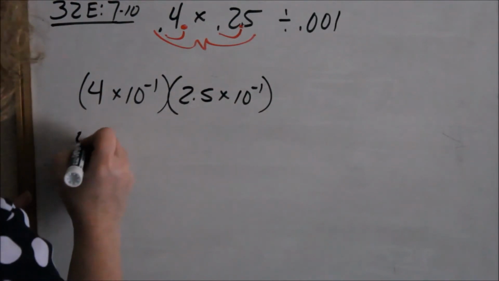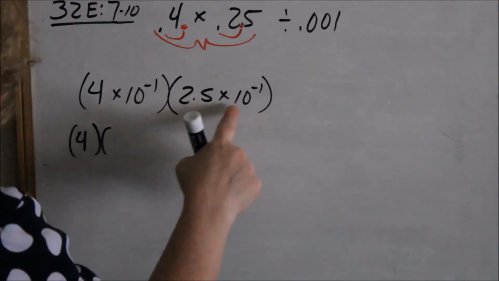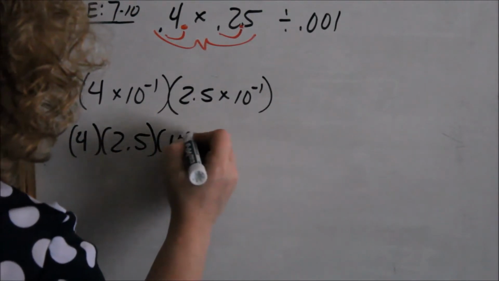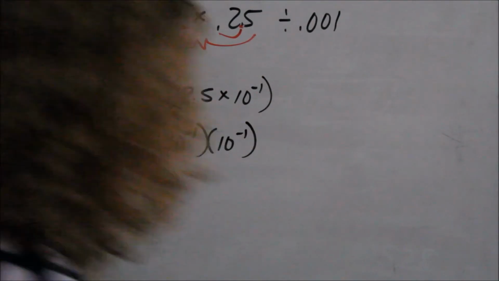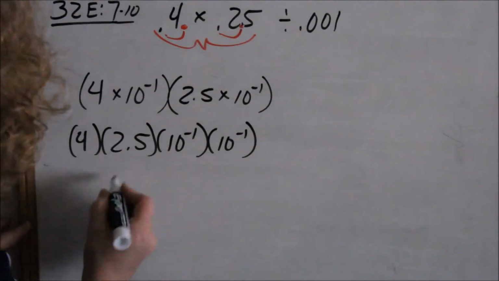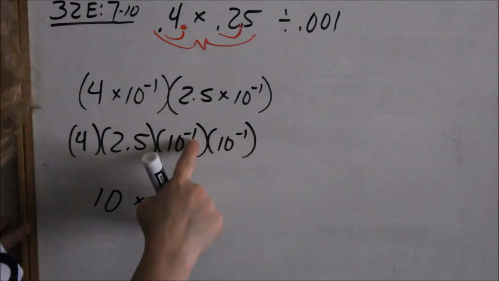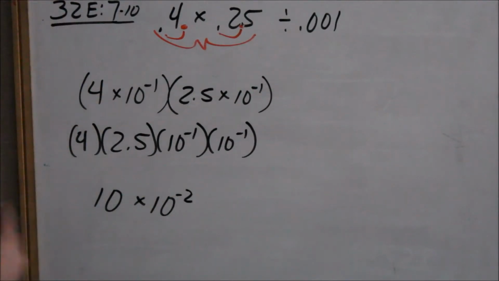Okay, now I group my numbers together because everything's multiplied. 4 times this, times this, times this. In multiplication, you can move it around because multiplication is commutative. So now I can multiply my numbers together. So 4 times 2.5 is 10, times 10 to the, add my exponents, a negative 1 and another negative 1 is negative 2.